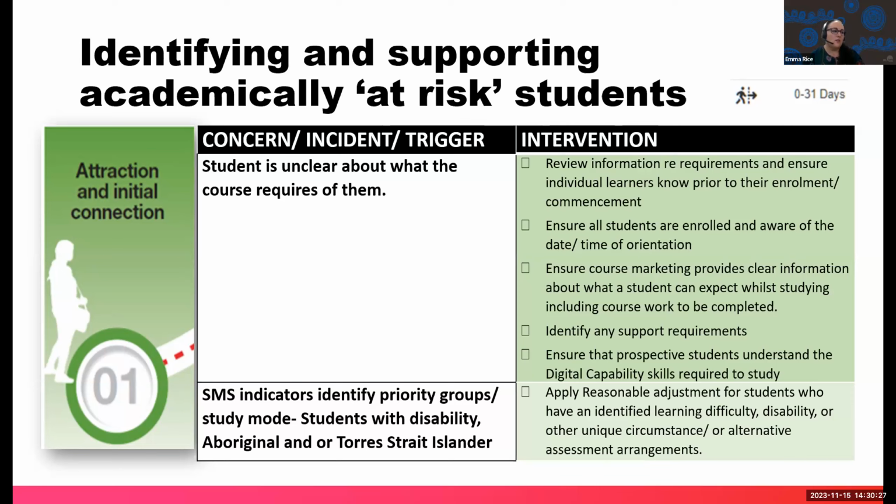And you'll see there on the right-hand, so for students starting at TAFE Queensland, if the student is unclear about what the course requires of them, the intervention would be to make sure that we review our information requirements and ensure individual learners know prior to their enrolment and commencement what is expected of them. Ensure all students are enrolled and aware of the date and time of the orientation.